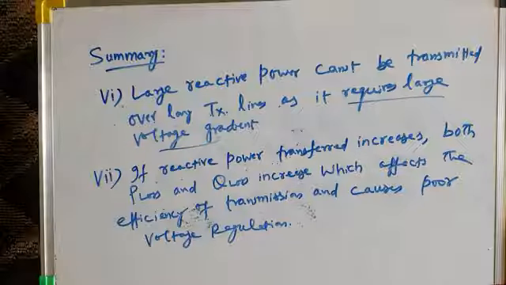We also found that large reactive power cannot be transmitted over a long transmission line because it requires a large voltage gradient. And finally, if the reactive power transferred over the line increases because of the reactive power demand of the load increasing, both active power loss as well as reactive power loss increase, which decreases the efficiency of transmission and also causes poor voltage regulation of the system. So these are some very important observations for an uncompensated power transmission line.